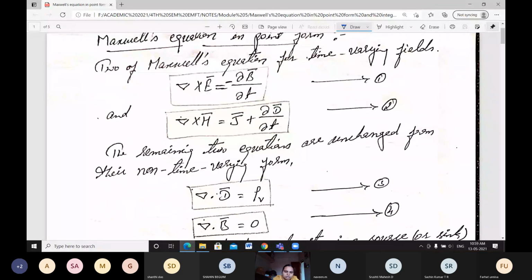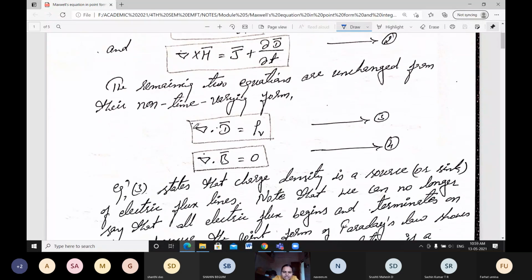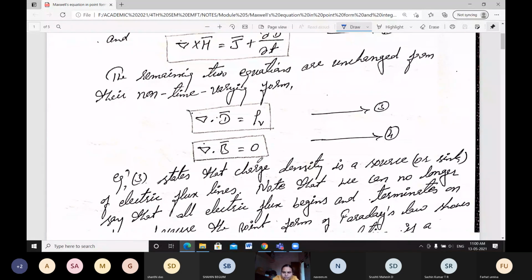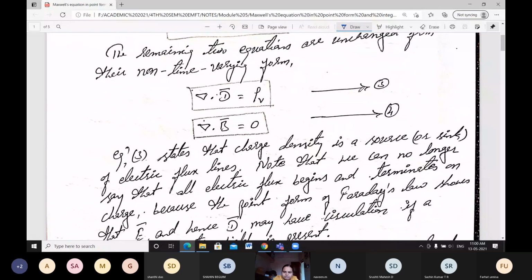The remaining two equations are unchanged from the non-time varying form. These two are time varying functions. The non-time varying functions are taken here as del dot D equals rho V, and del dot B equals 0. What information are these two equations giving us?